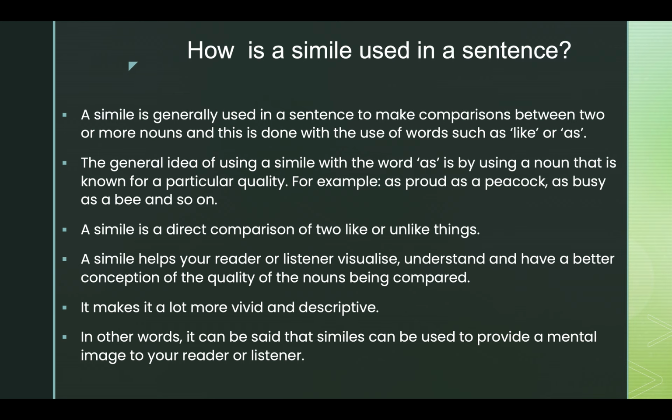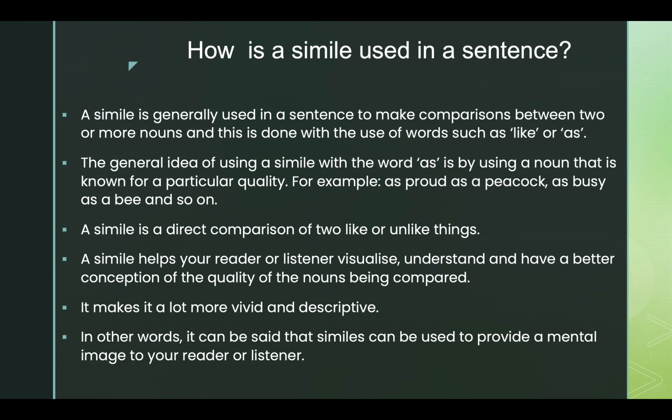And to do that, you have to use a similar thread, that was a spoonerism, a similar thread or a similar quality that exists between the two things. So you're using the known to explain the unknown. You do this by using the words like or as. We have examples like as proud as a peacock, as busy as a bee.